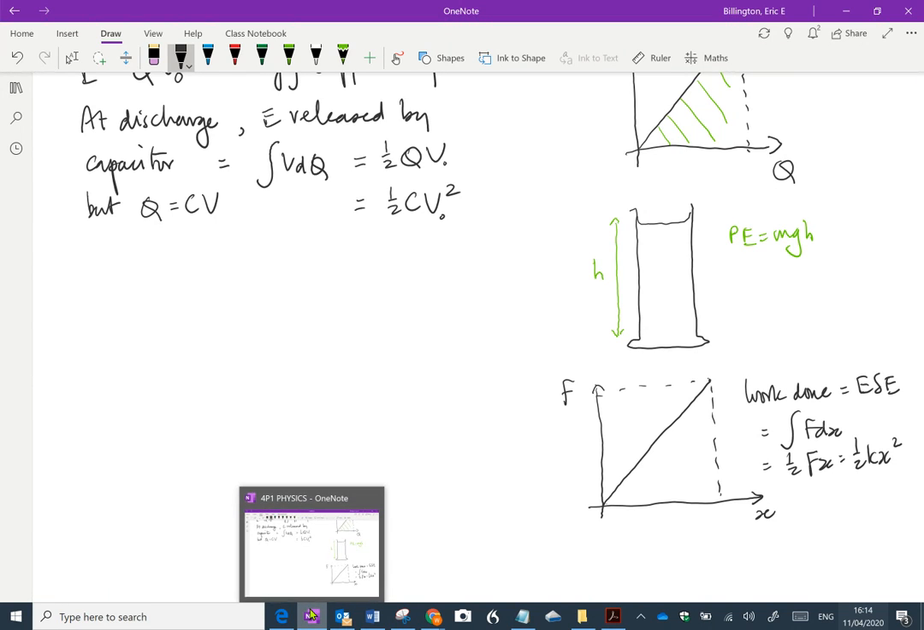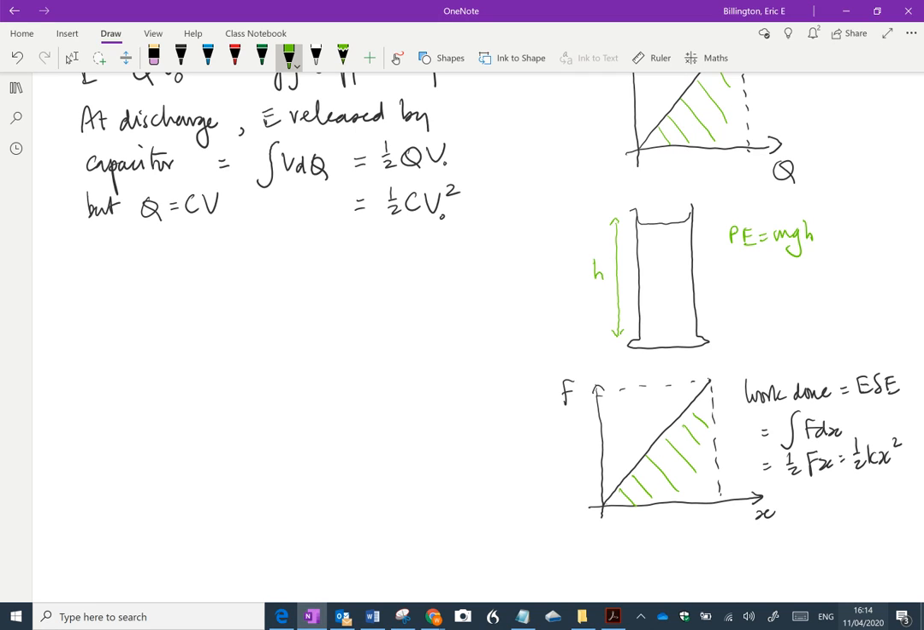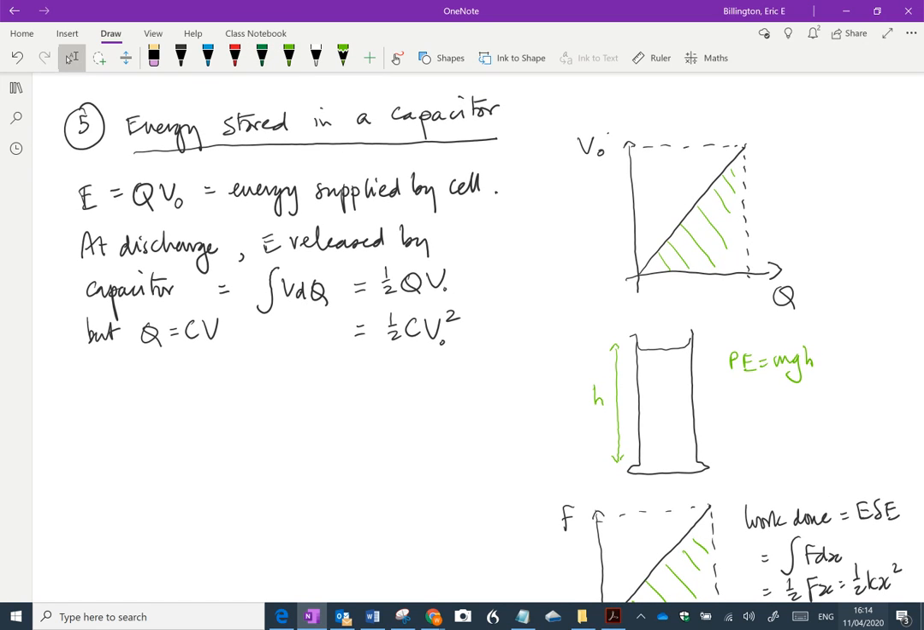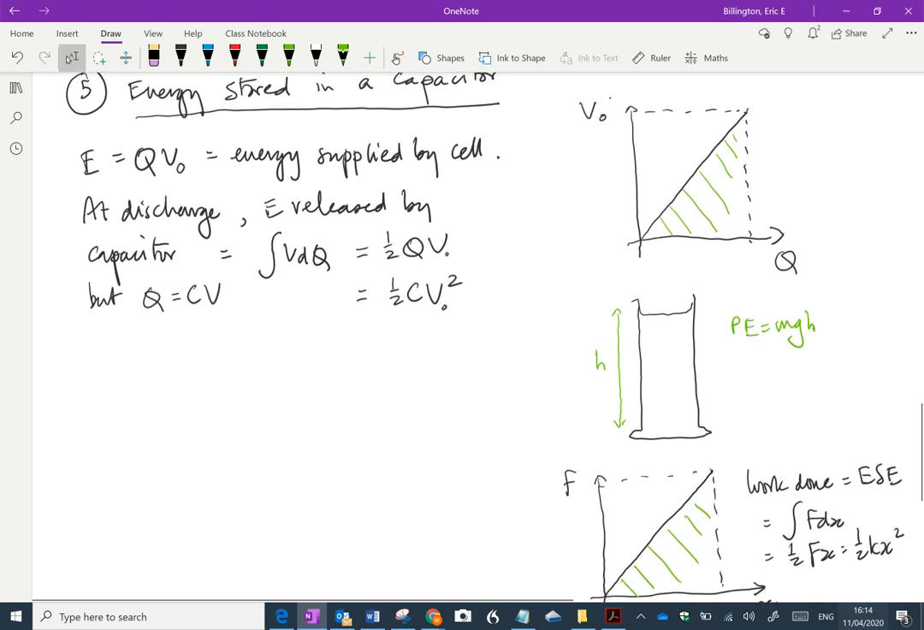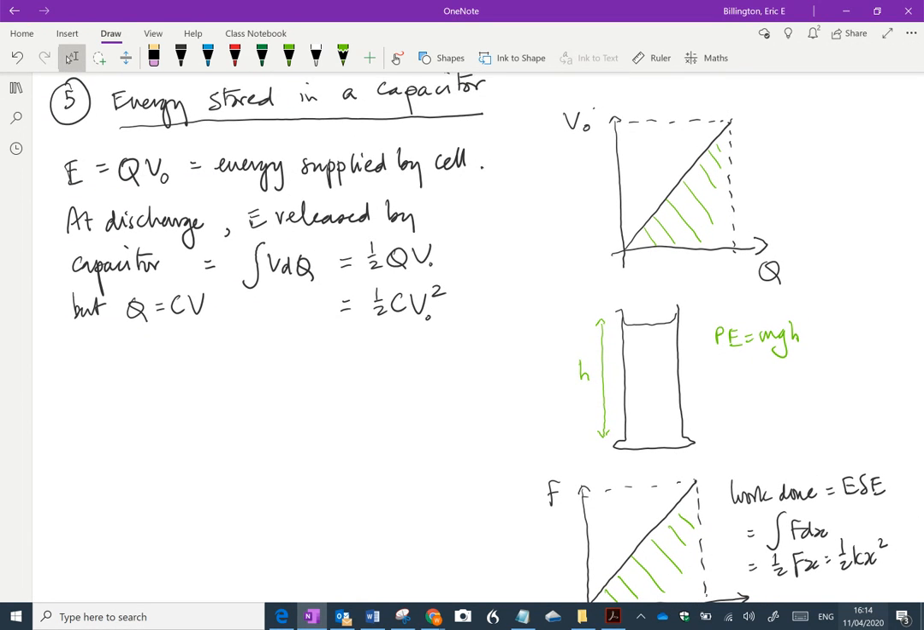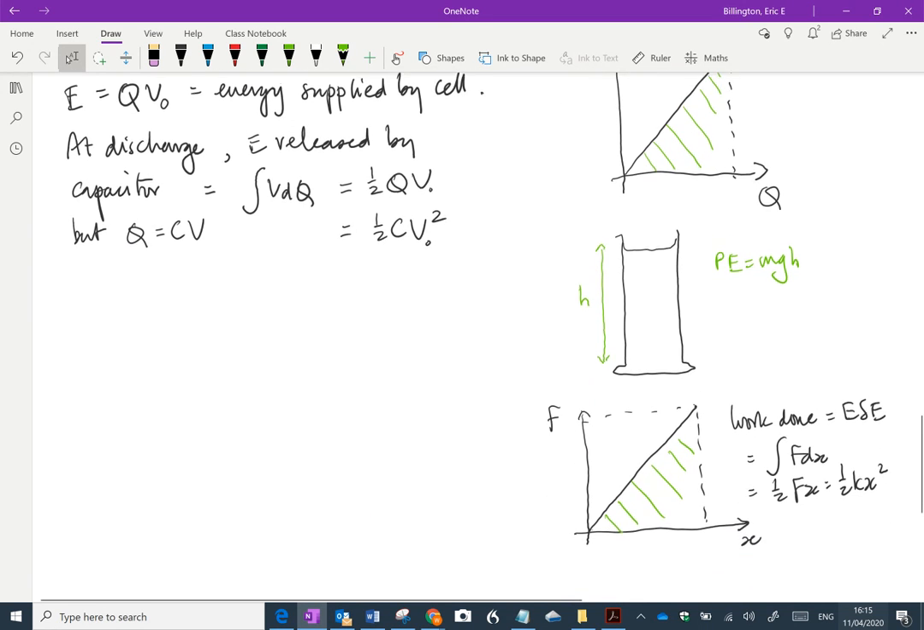So if this is analogous to the idea of the capacitor, we find that actually, although the battery has provided QV, we only get a half QV back again. So this asks the question, what happens to the other half QV? So I'm going to finish this video series by looking at what happens to the other half QV and showing that whatever the value of R, the other half QV is dissipated as heat in the resistor R.